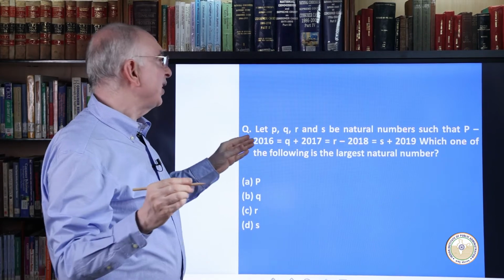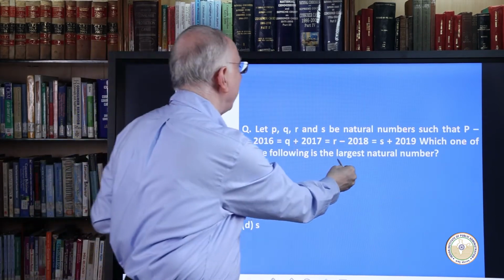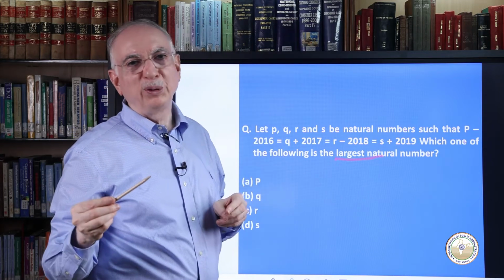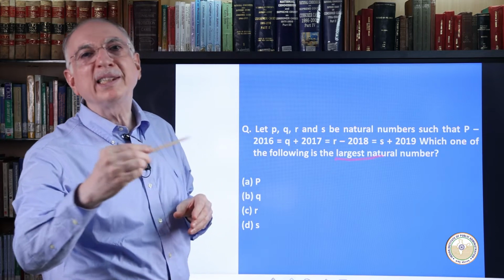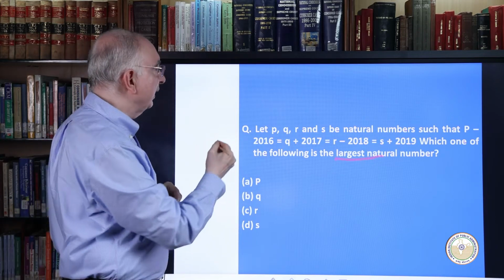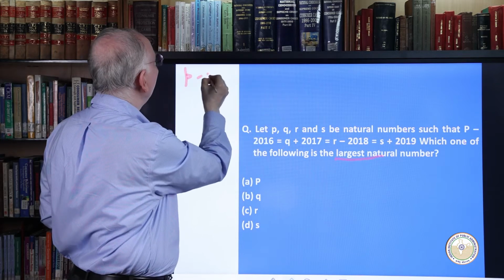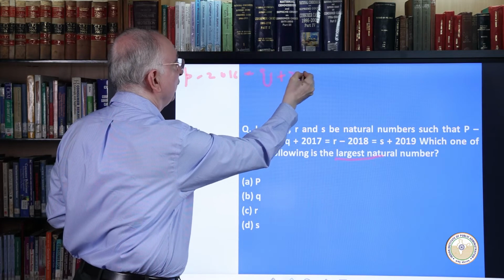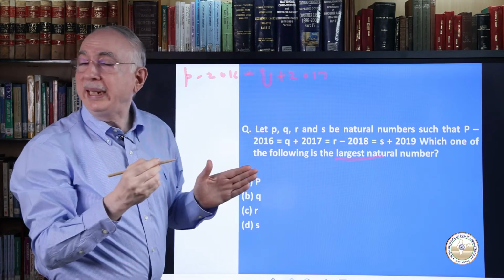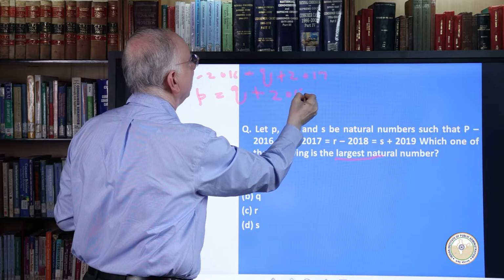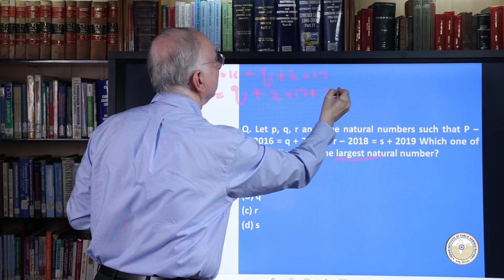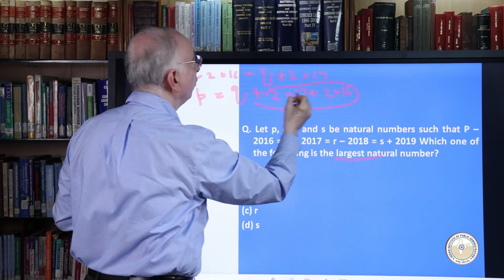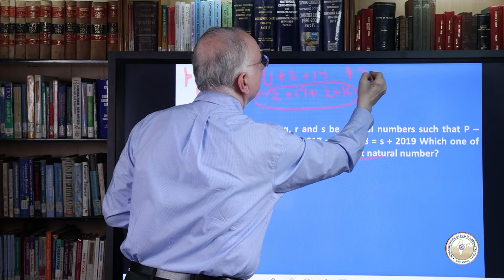Next question. In such type of question, we have to find the largest natural number. That does not mean we have to find out the actual value. So a better way is to find the relationship between these numbers. Now look at this. P minus 2016 is equal to Q plus 2017. That means P is Q plus 2017 plus 2016. So P is equal to Q plus some positive number. Therefore P is greater than Q.